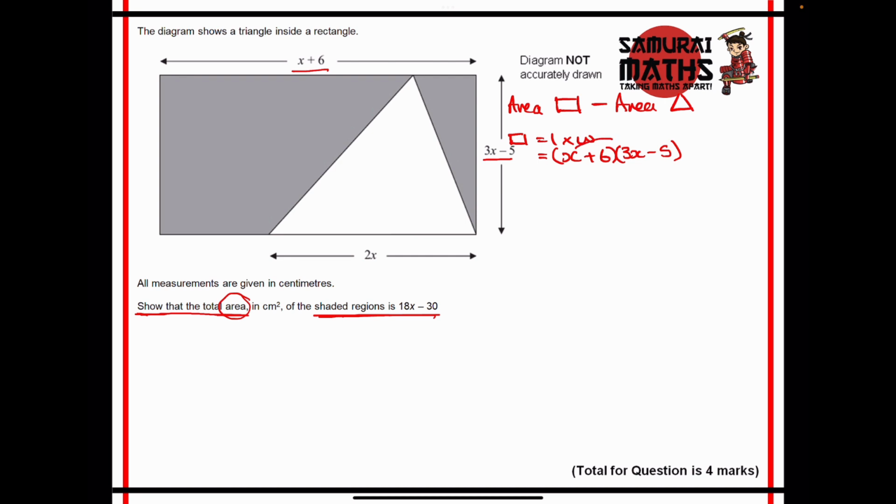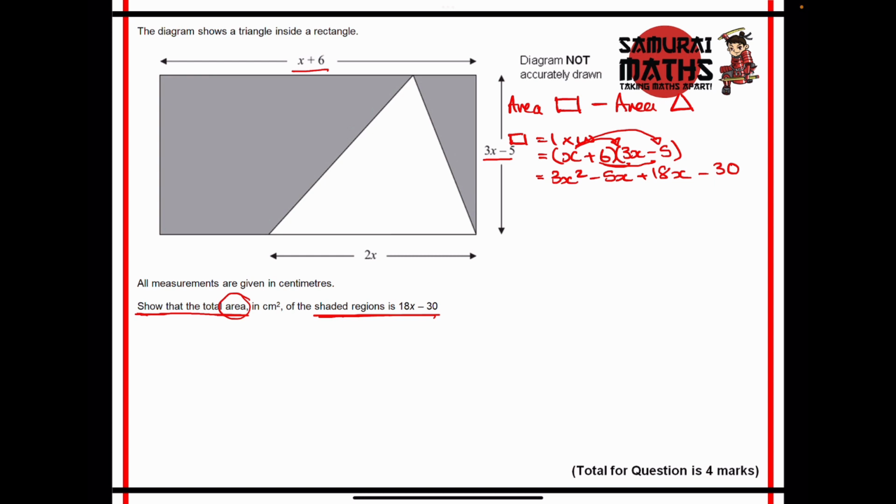So to expand it, we've got x times 3x, and that's going to be 3x squared. We're going to have x times minus 5, that's minus 5x. You've got 6 times 3x, which is plus 18x. And then 6 times minus 5, which is minus 30.